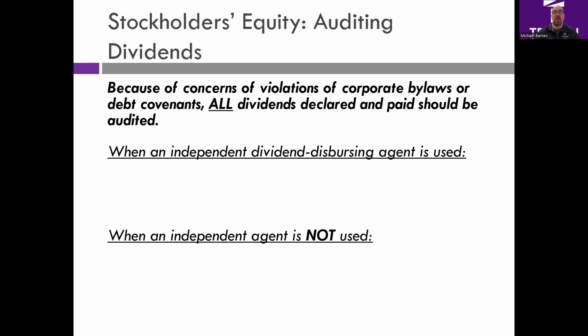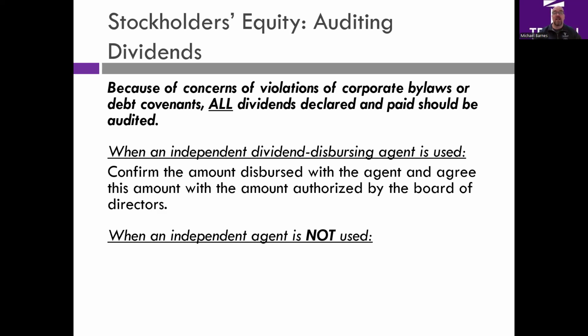So let's talk about when an independent dividend dispersing agent is used. If that's the case, we want to actually reach out to that third party, which we know that reaching out to a third party, any communication like that is going to be a confirmation. So that's a communication with a third party request. And we're going to agree the amount with the amount authorized by the board of directors. Now, before we move on, let's just talk about what it is we're trying to find evidence for. For a confirmation, we can actually have multiple assertions, but our primary assertion in the confirmation, since this is an equity item, is definitely going to be completeness. We're going to make sure that all dividend transactions are recorded as they should be, okay?